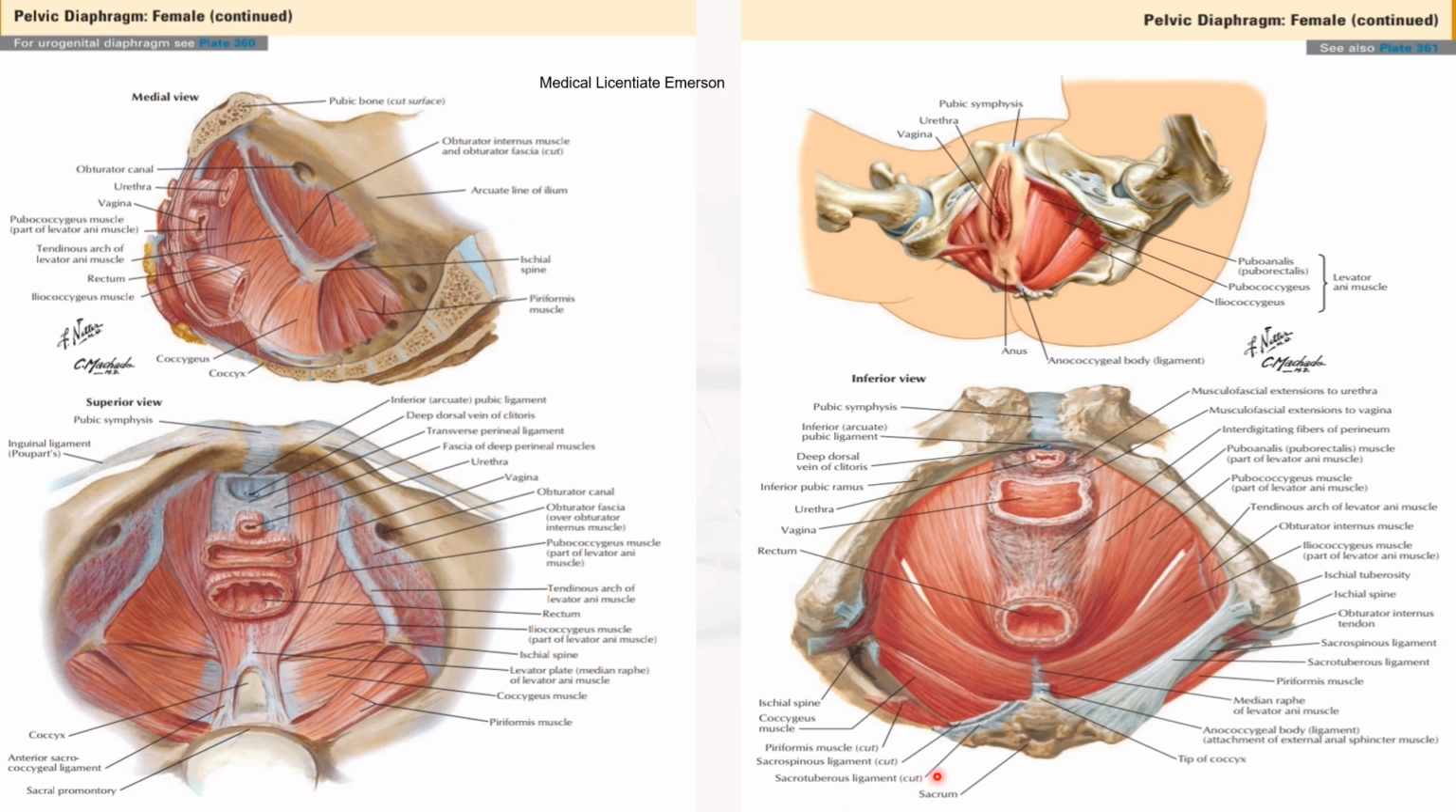Okay, so the sacrococcygeus ligament is this part. Then you have the piriformis muscle, which is here. Then you have the piriformis muscle again this side. You have the sacrococcygeus muscle this side. So these are the muscles. That's why I said you can even just pause and go through.